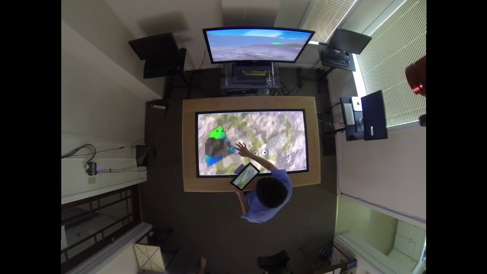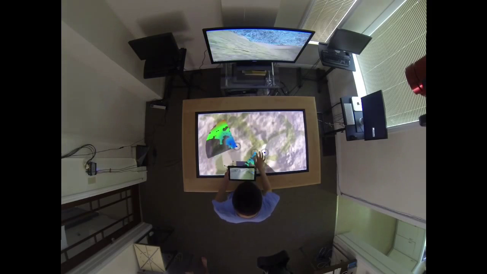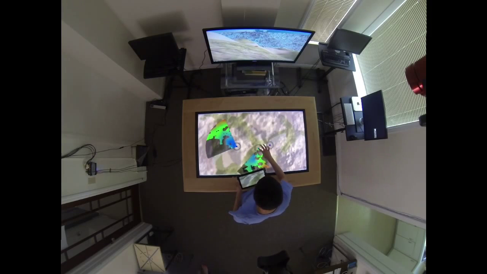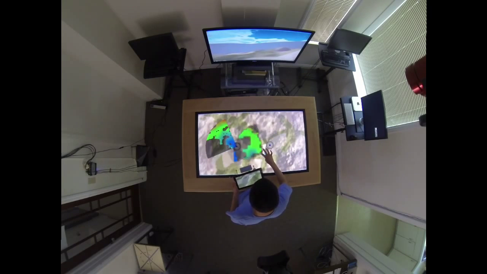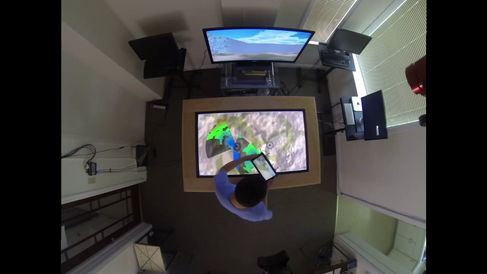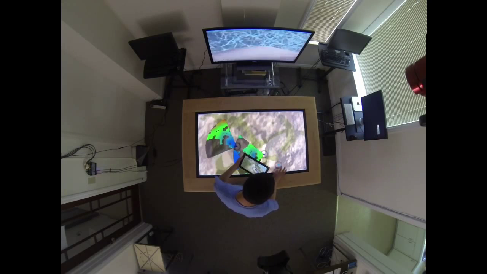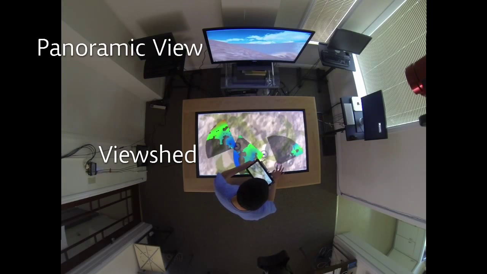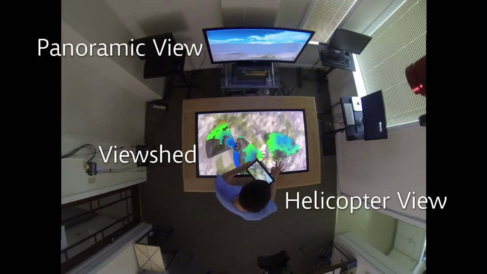We introduced Terraguide, a multi-surface environment based around an interactive tabletop. Terraguide was designed to address the problems of terrain analysis by providing real-time, tightly coupled techniques that allow for easy switching between them. There are 3 techniques for terrain analysis presented with Terraguide: a real-time viewshed, a 3D panoramic view, and a helicopter view using a tablet.